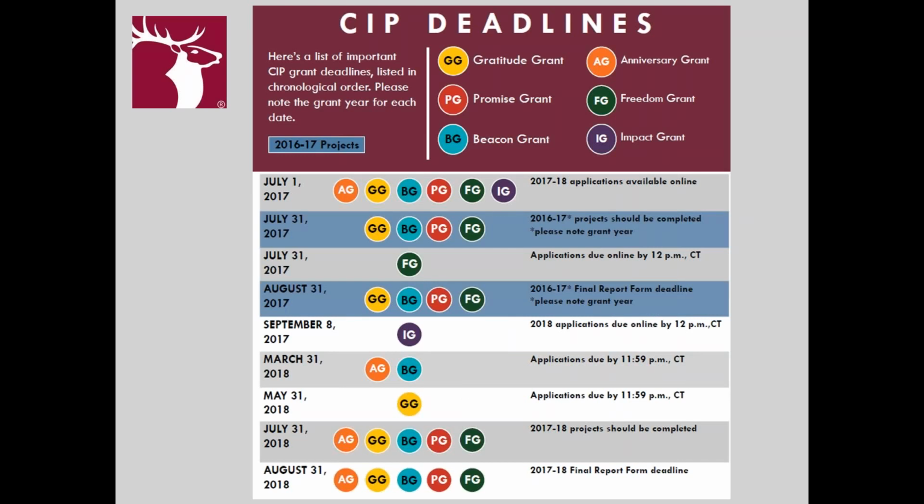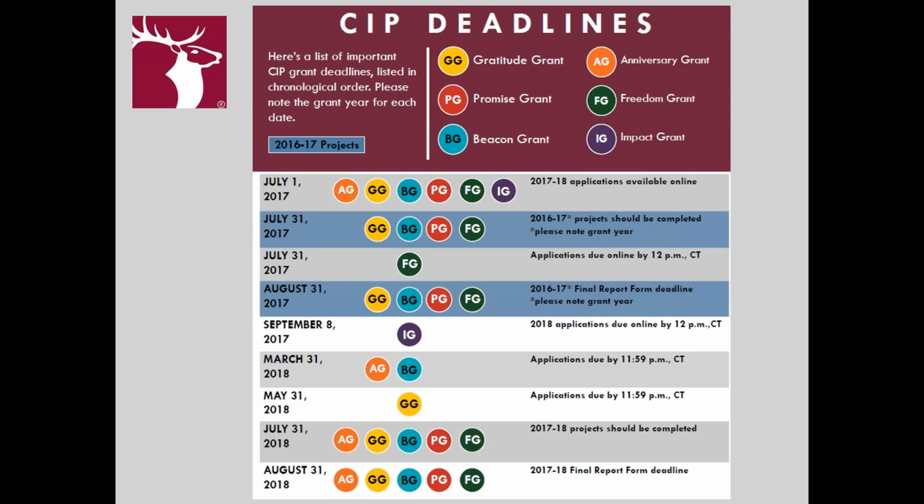And you can find, as I mentioned, our calendar card. Here are the CIP deadlines. So I can explain this card to you a little bit. They're all color-coded. So the Gratitude grant is color-coded as yellow. Promise grant is that nice pinkish color. Beacon grant, that lovely greenish blue. Anniversary grant will be color-coded as orange. Freedom grant, green, and impact grant, purple. So you can see them all lined up below.